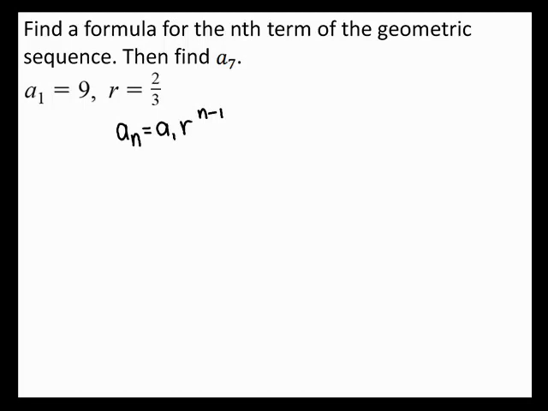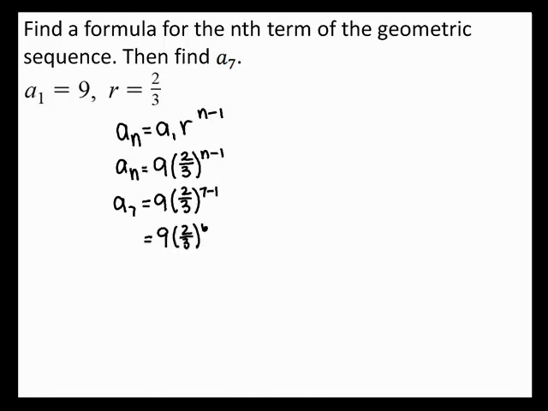Substitute 9 in for a sub 1 and 2/3 in for r. You find the formula to be a sub n is equal to 9 times 2/3 to the n minus 1. Substitute 7 in for n. Simplify 7 minus 1. Simplify 2/3 to the 6th. Simplify 9 times 64 divided by 729. You find that a sub 7 is equal to 64/81.